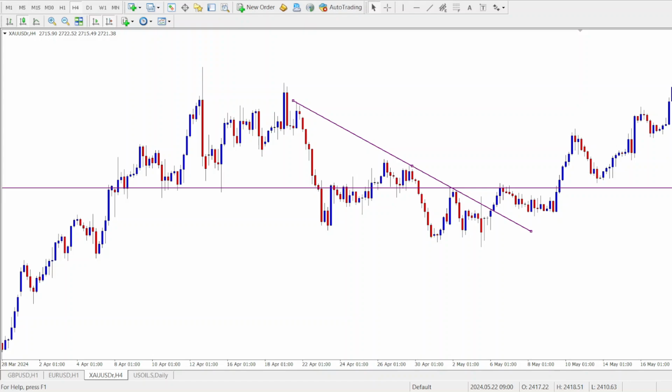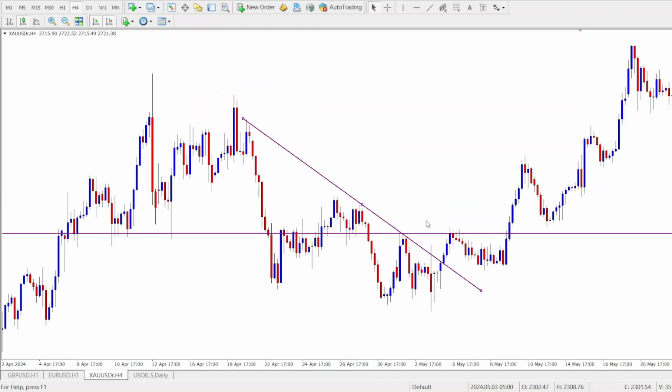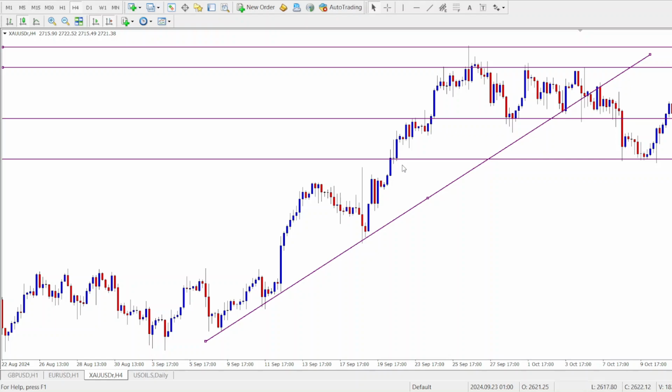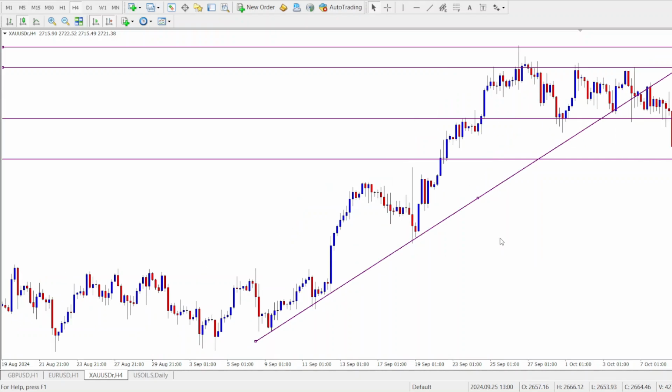Okay, now one of the importance of trend lines is that it helps you to visually represent market direction. As we can see in this case, we are sure that this was a bearish market for a while. In this case, we are sure that this was a bullish market for a while. In this case, we are sure it was a ranging market for a while. And it helps you to identify support and resistance levels.